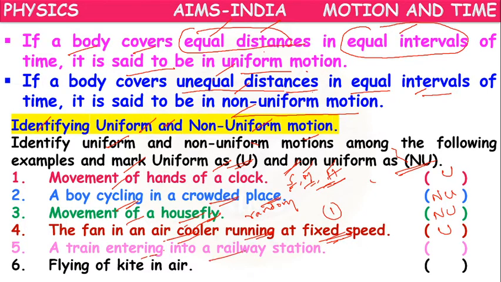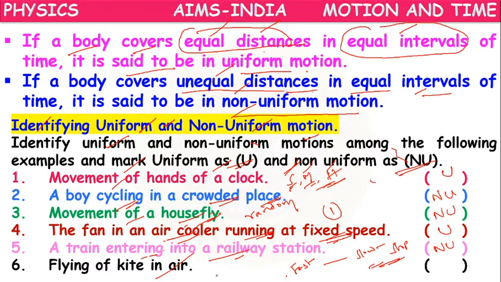A train entering a railway station. Before coming to the railway station, it will be moving fast. But while coming to the railway station, it will slow down. At the railway station, it will stop. So you can observe changes in the distances covered by the train. So it's a non-uniform motion.